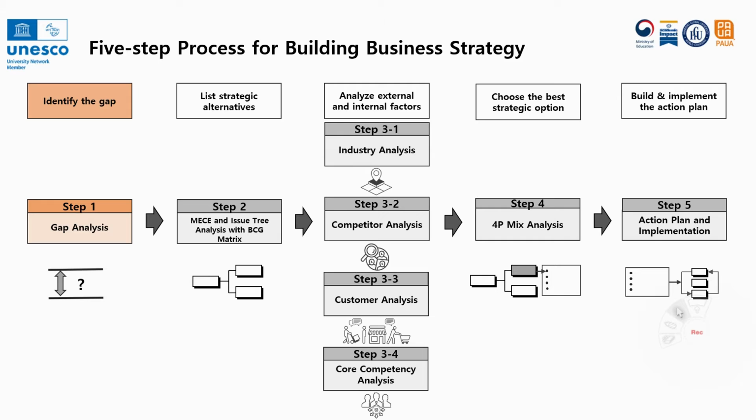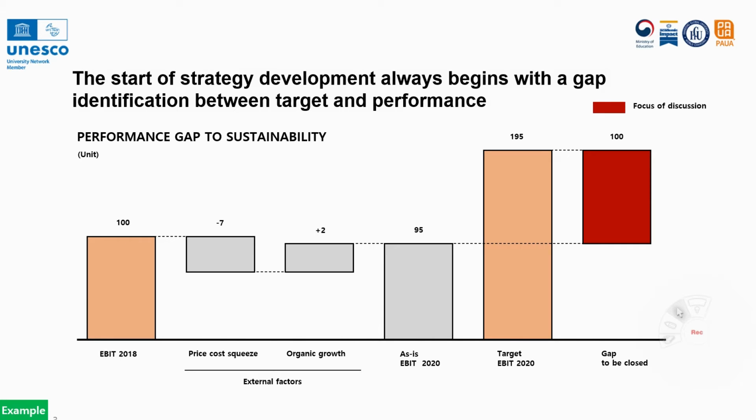So in those 5 steps, the first step is gap analysis. During the class number 5, I want to cover both step number 1 and 2, doing the gap analysis and issue tree analysis with BCG matrix. The start of the strategy development always begins with a gap identification between target and performance.